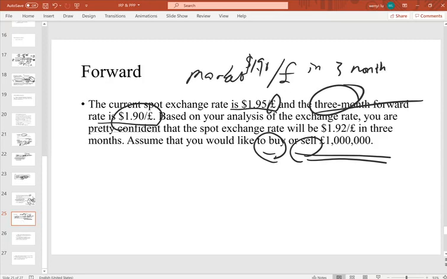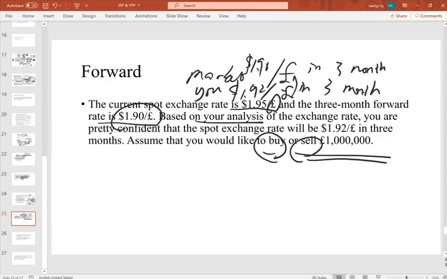Okay? But what is your belief? You believe that 1 pound is equal to $1.92 in 3 months. So in your analysis, you believe the pound will be worth more than the market believes.